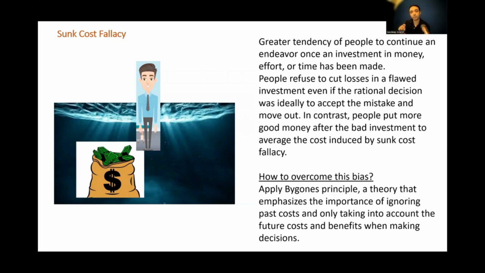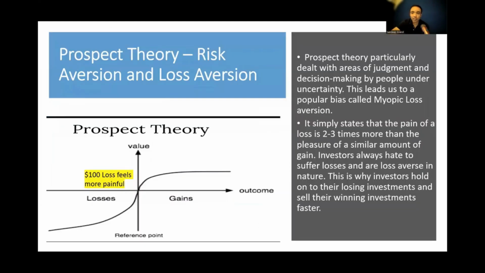To cut losses of 50%, 60% when you make a mistake, accepting that mistake and cutting the losses is close to impossible for human minds, and then keep moving on to the new stock, right? It's very difficult to think that way. Prospect theory, risk aversion and loss aversion.